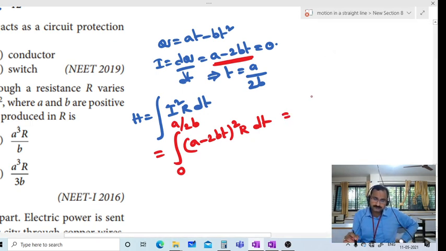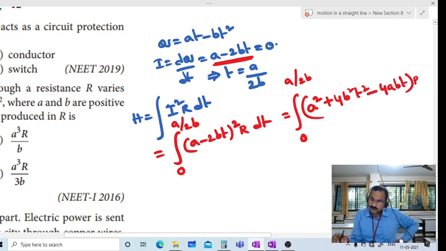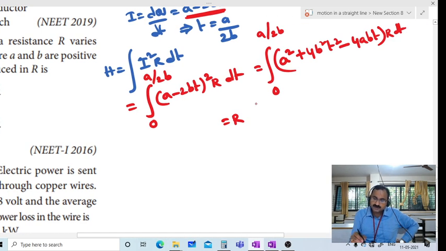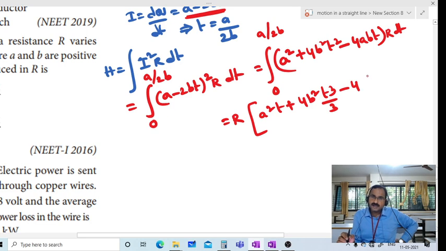That equals, from 0 to A by 2B, A minus 2BT whole square, which is A square plus 4B square T square minus 4ABT, into R dt. R is a constant, so write it outside, no problem at all. The remaining terms have dt common. So A square dt becomes A square T, plus 4B square T square dt becomes T cube by 3, minus 4ABT dt becomes T square by 2, with limits from 0 to A by 2B.